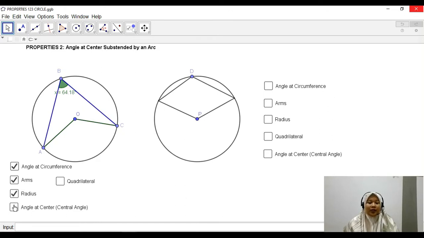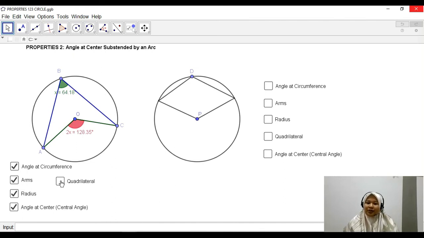In this case, we can get the angle at the center, and the angle at the center will be double the angle at the circumference. So the angle at the circumference is x, hence the angle at the center will be 2 times x. Then we will get 128.35. Please bear in mind that the angle at the center you must take outside the quadrilateral.